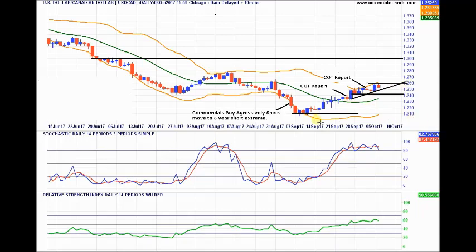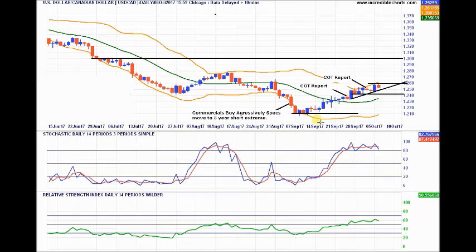Just tuck your stop behind the 125 level. So in our view, plenty of upside left in this one. We'll obviously see what happens. Obviously, you can follow my view in the member centre on a daily basis if you wish, of course.